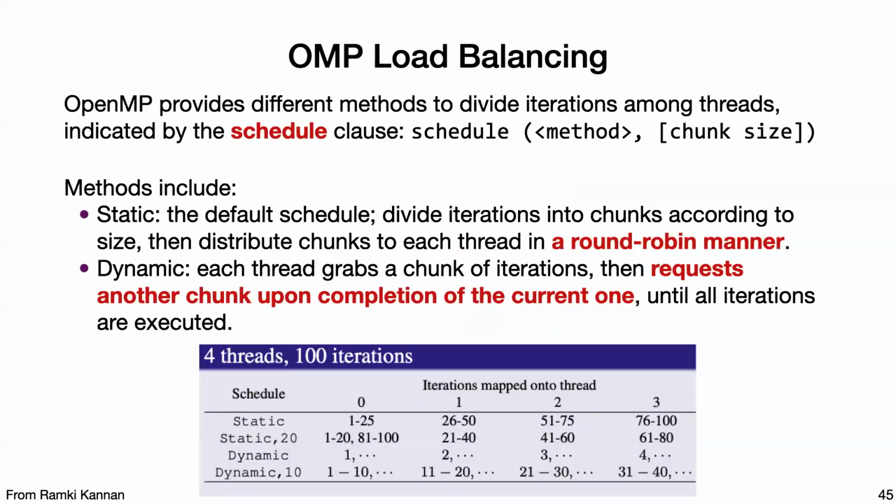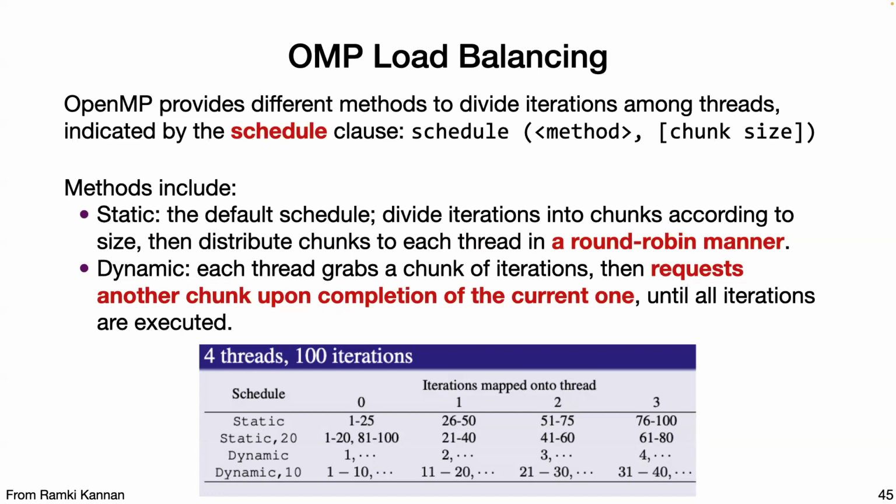Okay. And in addition to the parallel for, you may have many more tasks or loop iterations than you have threads. So you have to divide up the iterations among the threads, and you can specify that with the schedule clause. You say schedule, and then you have a method and a chunk size, which is how many iterations you assign in each chunk of work. The methods you can specify: static, which is the default schedule, divides the iterations into evenly sized chunks and then distributes the chunks in a round robin way.